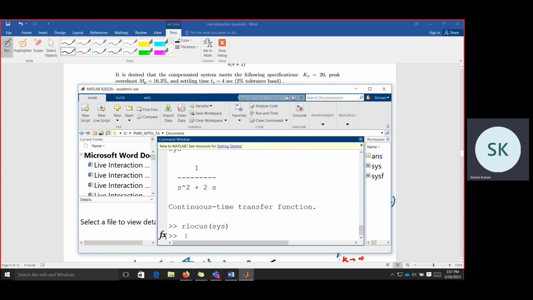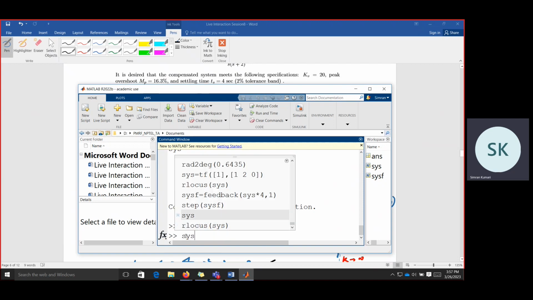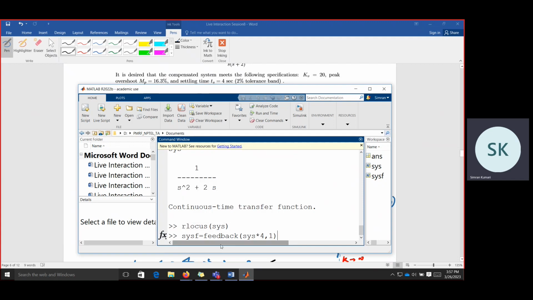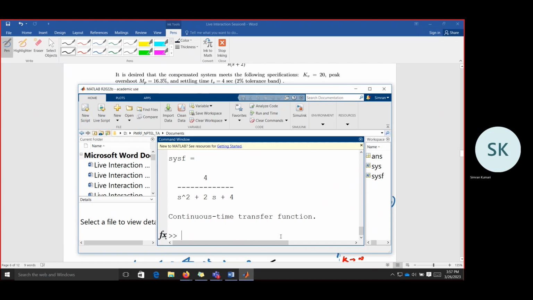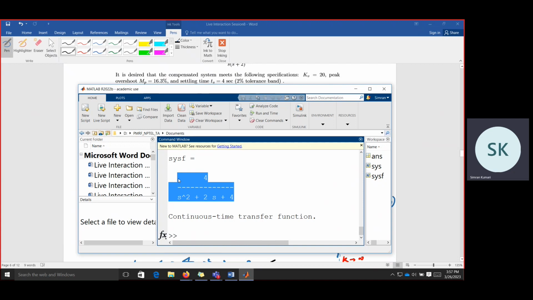Now, because this is the overall specification of the closed loop system, for that we form a closed loop system, which is feedback. We just use this command feedback. We have this open loop system, which we have included, and we have found out the gain which is equal to 4. So we have multiplied the system by the gain, and the feedback gain is 1. So this is the overall closed loop system transfer function.